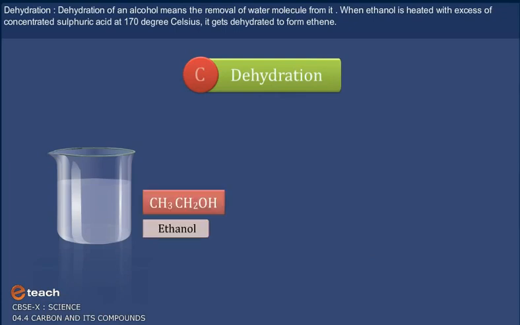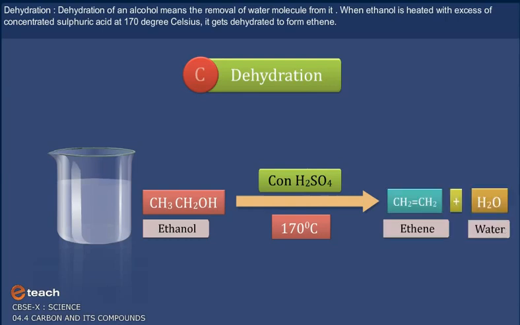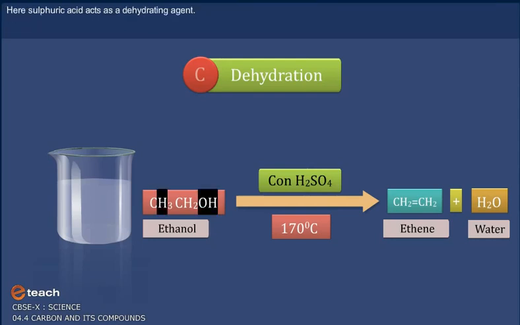Dehydration. Dehydration of an alcohol means removal of a water molecule from it. When ethanol is heated with excess of concentrated sulfuric acid at 170 degrees Celsius, it gets dehydrated to form ethene. During dehydration of ethanol, H from the CH3 group and OH from the CH2OH group are removed in the form of a water molecule, resulting in the formation of an ethene molecule. Here, sulfuric acid acts as a dehydrating agent.